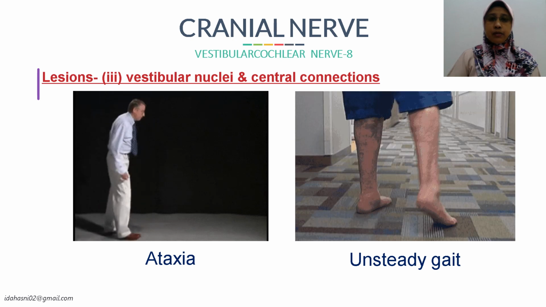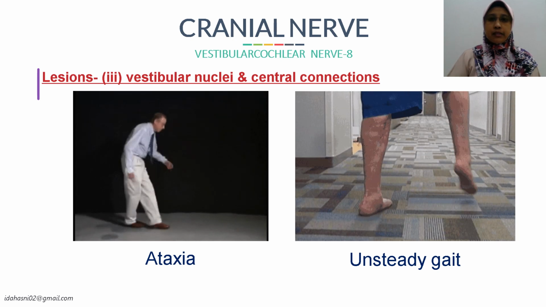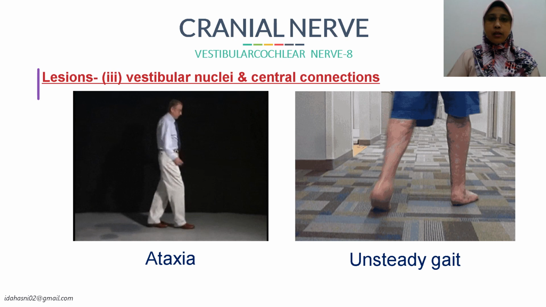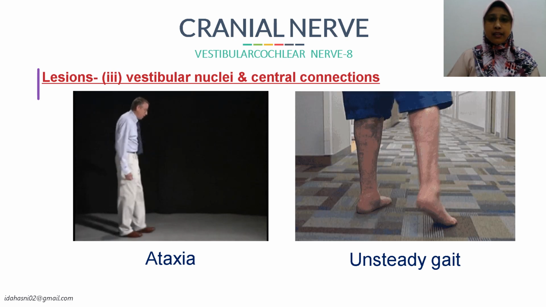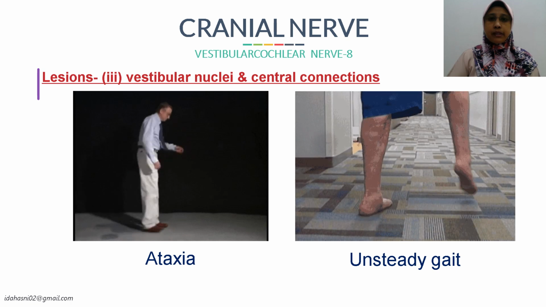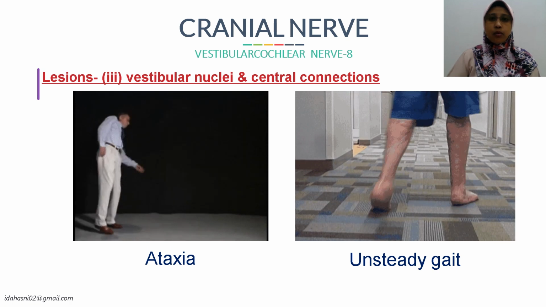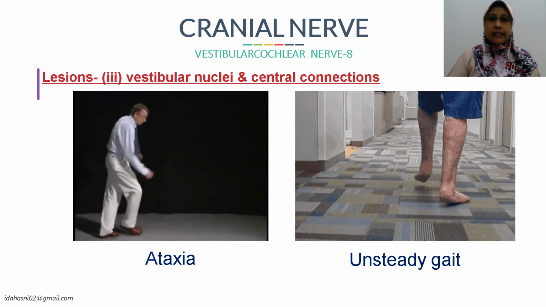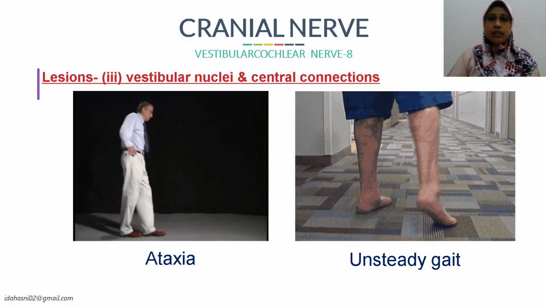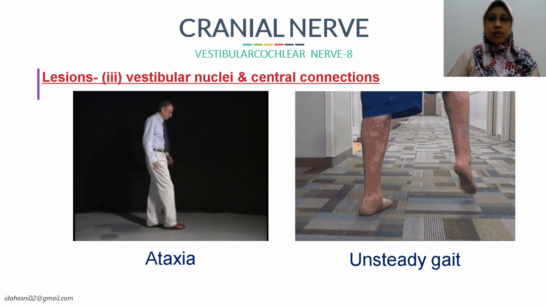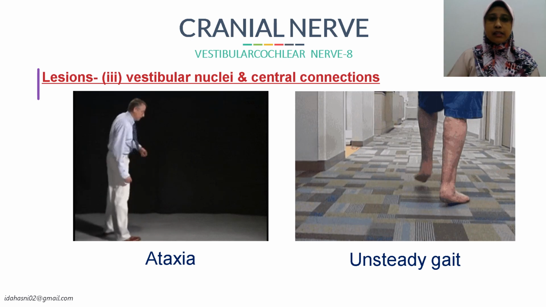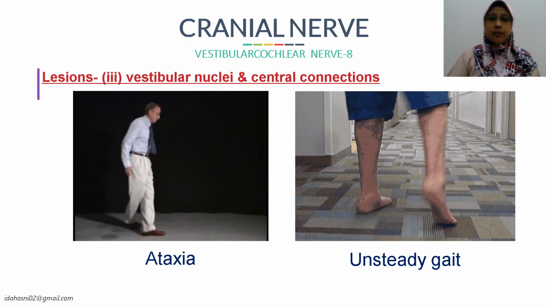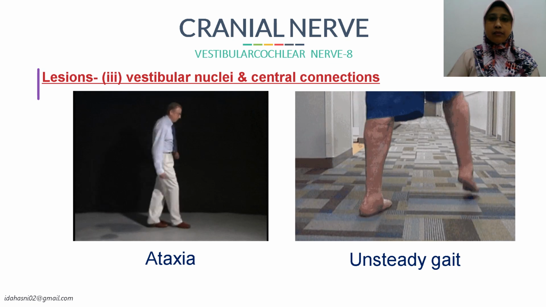Lesions of the vestibular nuclei and central connections, mainly in the cerebellum, will result in a sensation of ataxia and unsteady gait in the patients, where patients will feel that his or her balance is off, and nystagmus. Overall, any lesions of the vestibulocochlear nerve may result in hearing loss, tinnitus, dizziness, and related problems such as ataxia and vertigo.